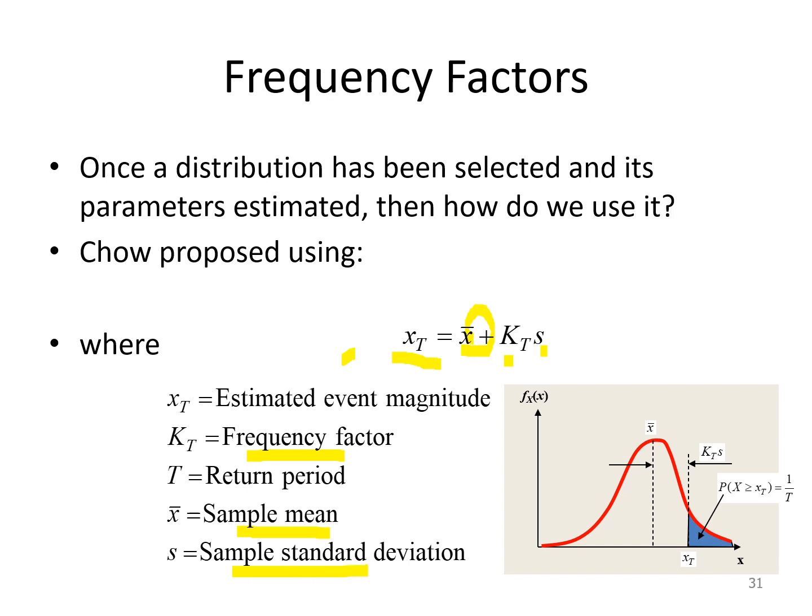For this frequency factor method, KT is what differentiates whether it's a normal or Gumbel distribution. Normal and Gumbel each have their own KT value. But X bar, the sample mean, and the sample standard deviation are the same, because they come from the sample. So the difference is the KT. For normal, KT is different, and for Gumbel, KT is different.